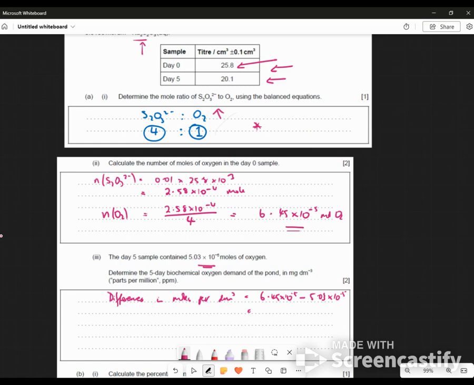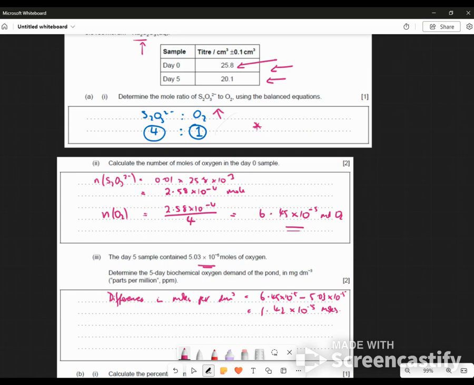Let me work that out so I can put it down nicely. Calculator. Right, it's 6.45 exponential minus 5, minus 5.03 exponential minus 5 again. And we get a difference of 1.42 times 10 to the minus 5 moles. Okay, there you go, that's that.